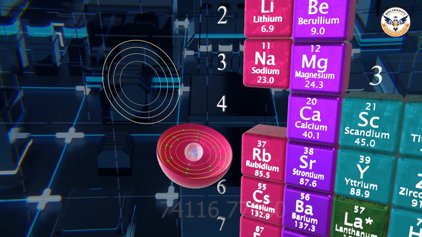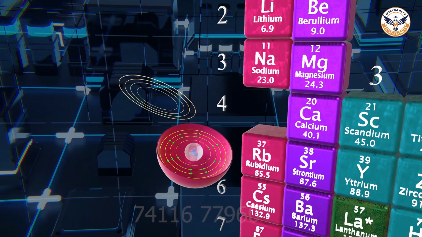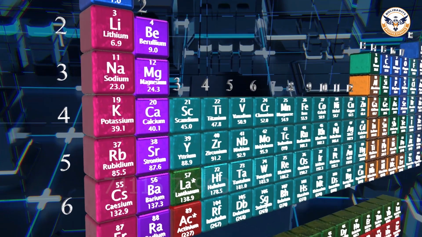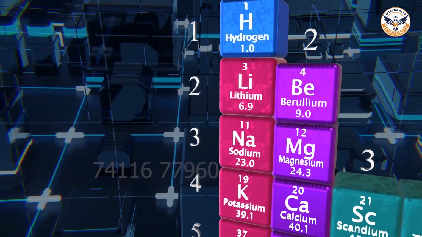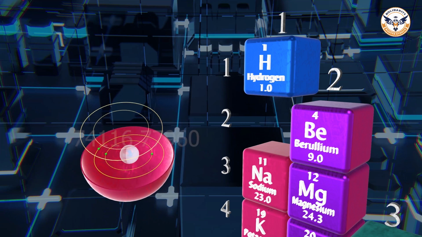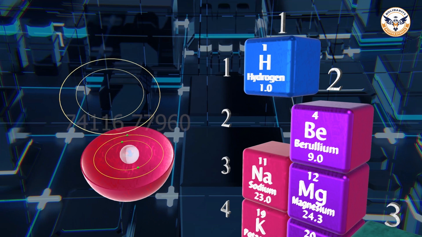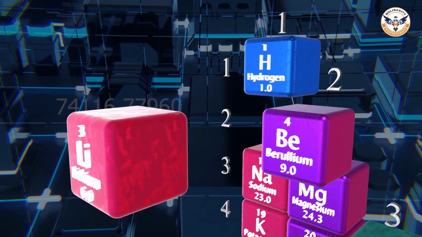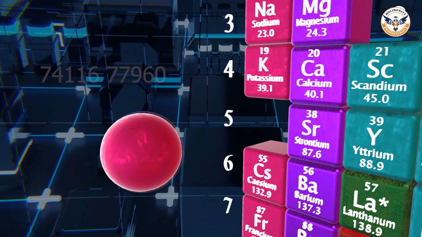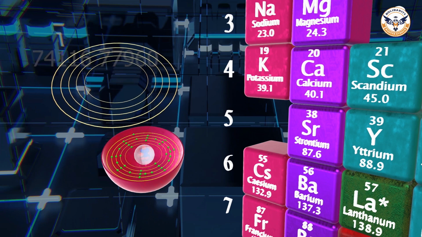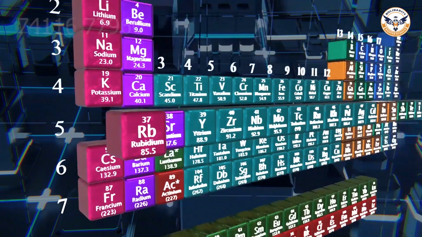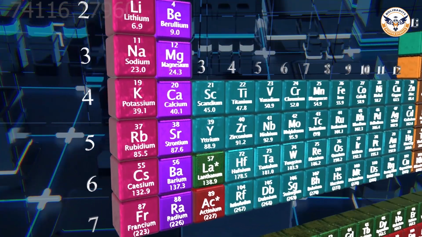with 4 shells belongs to the fourth period. Lithium with 2 shells belongs to the second period. Rubidium with 5 shells is placed in the fifth period, and so on.